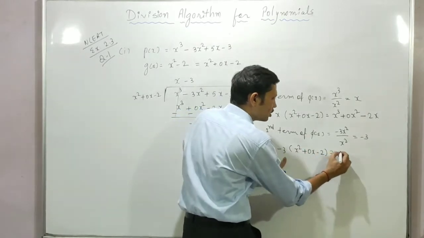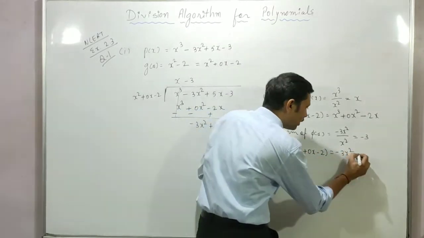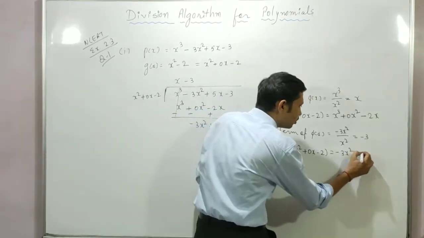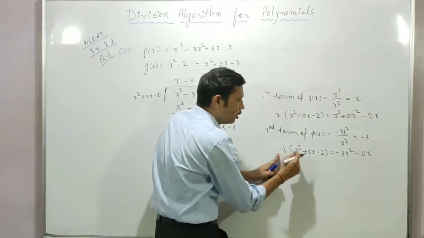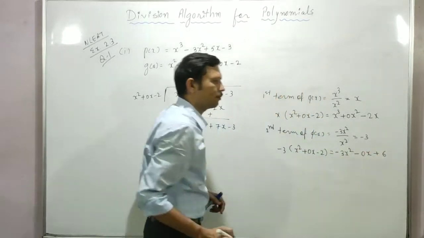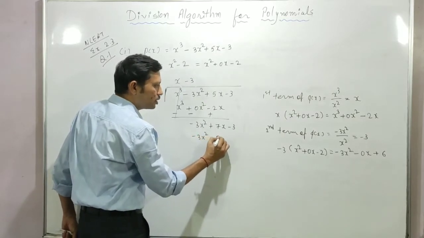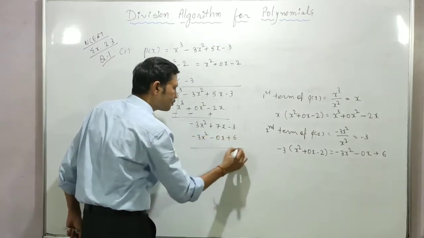Plus minus minus. 3 multiplied with x square, 3x square. Plus minus minus. 3 multiplied with 0, 0 and x. Minus minus plus, and 3 2s are what? 6. So what should we write down? Minus 3x square minus 0x plus 6.